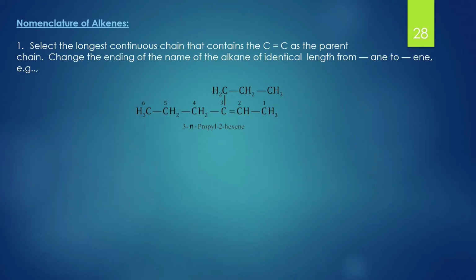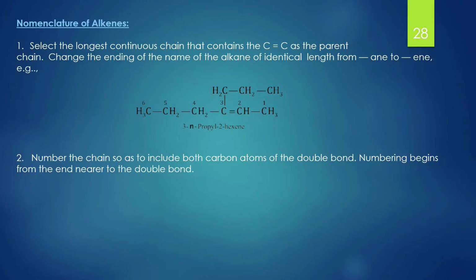For example, the following picture is named 3-n-propyl-2-hexene. Second rule is number the chain so as to include both carbon atoms of the double bond. Numbering begins from the end nearer to the double bond. So the name of the given structure will be 5-methyl-2-hexene.